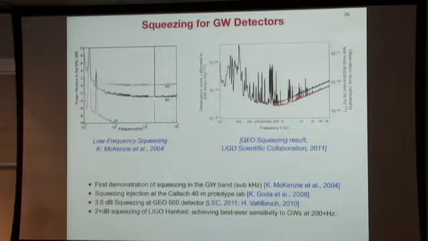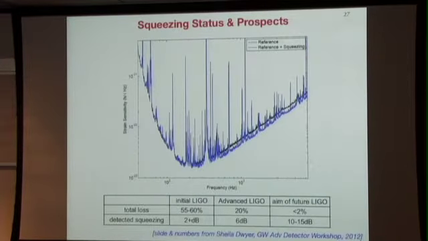And then a few years ago, in the GEO600 interferometer, which is 600 meters long, they demonstrated 3.5 dB squeezing improvement of sensitivity. And also recently in the LIGO detector, there has been a 2 dB improvement of sensitivity. And actually this is an improvement beyond the previously best sensitivity for gravitational wave detection. So therefore, it's very significant.